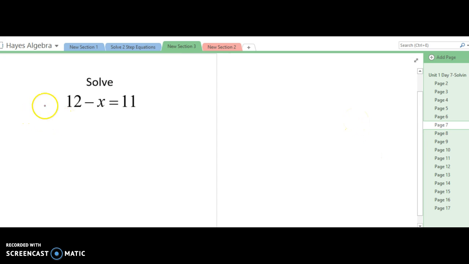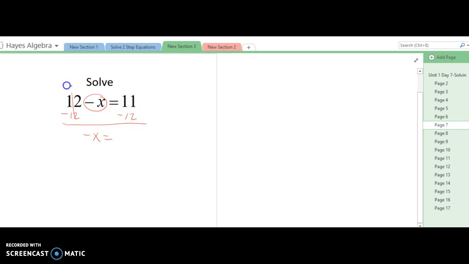So this one, again, we see this 12 minus x, but to get rid of this 12, since it's positive, I'm going to subtract it. Those should add up to 0. What do I bring down here? I bring down my negative x. What do I do to one side? I do to the other.